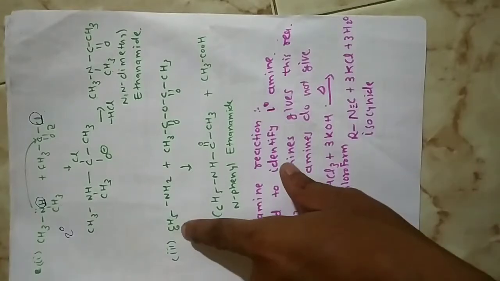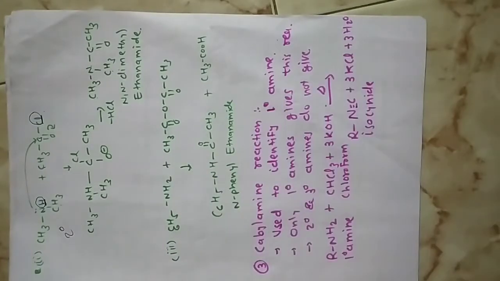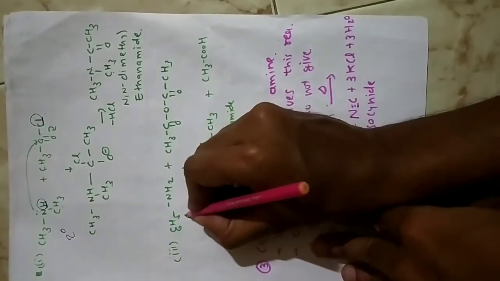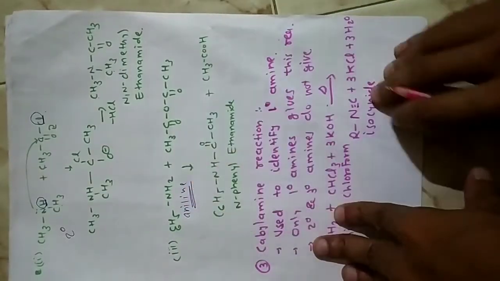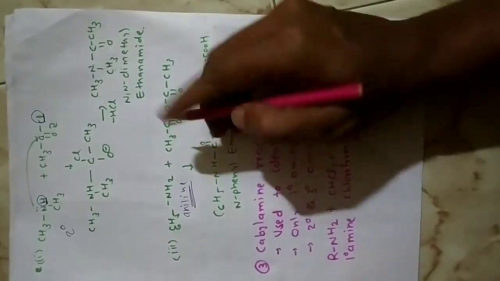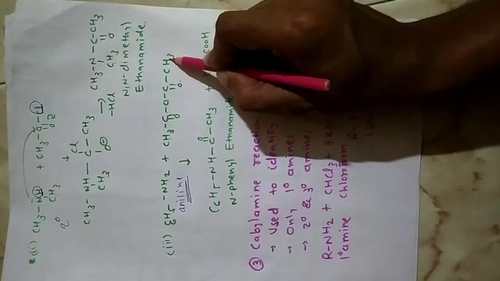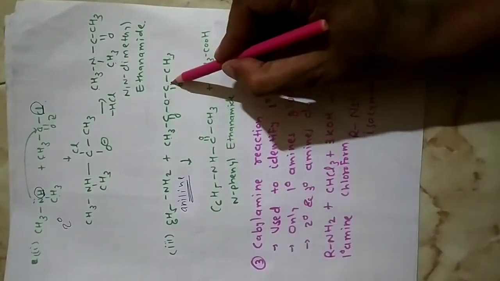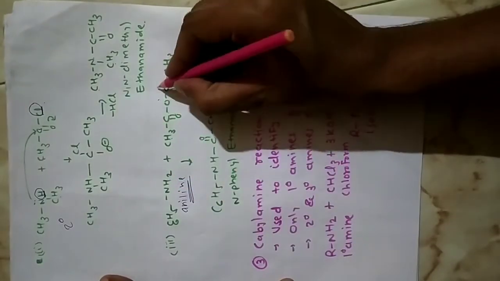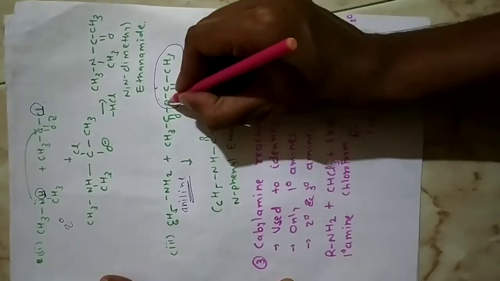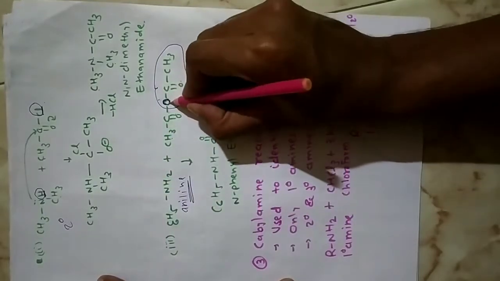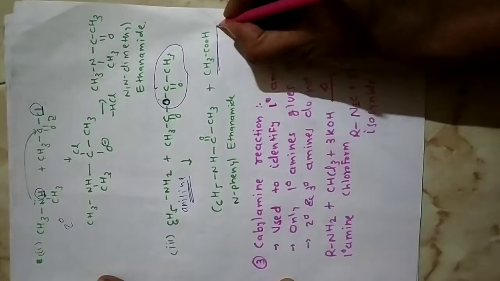Here you can see this is an aromatic amine. C6H5 means the phenyl group is there. Phenyl, then NH2, means it is aniline. It is the molecular formula of aniline. When it reacts with acetic anhydride, CH3CO, acetic anhydride, what you have to do is remove hydrogen and attach it with this oxygen. You can see this is the middle oxygen, and hydrogen and this middle oxygen both combine to form this structure.